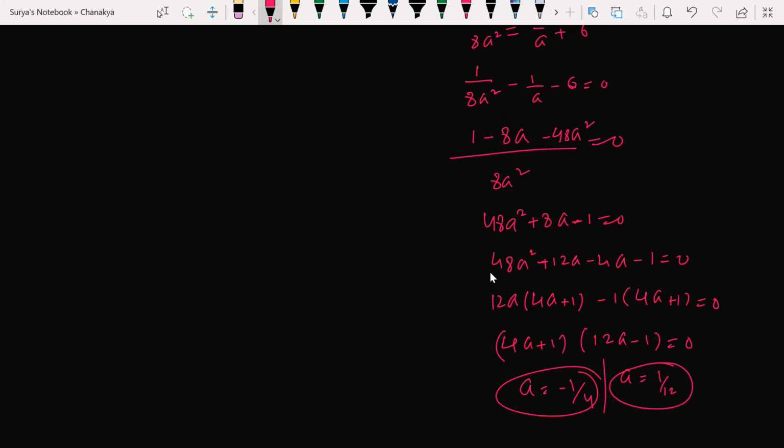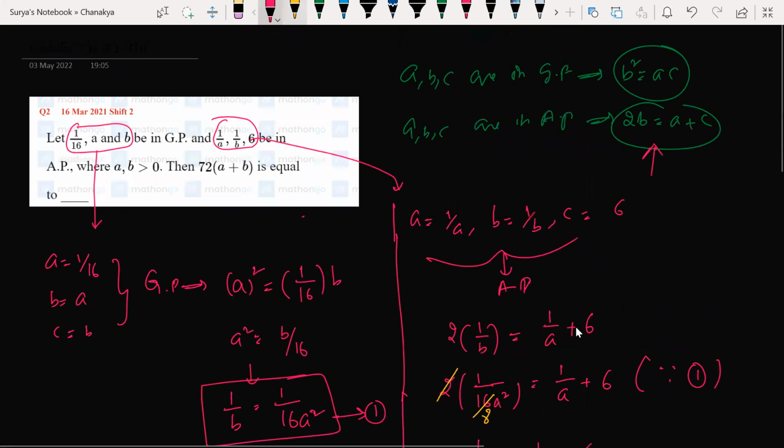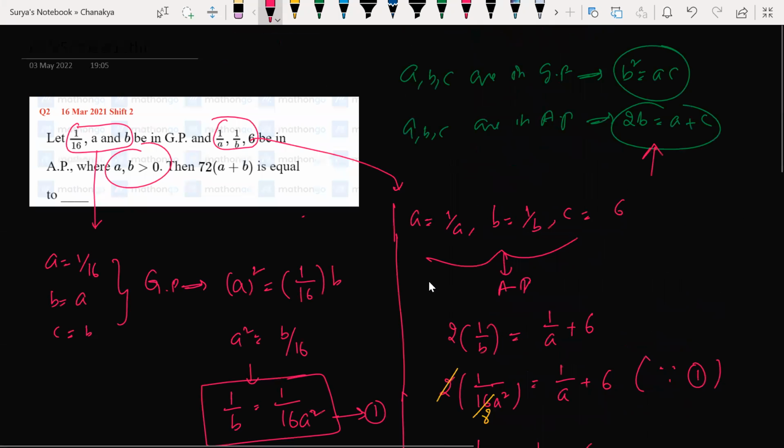A value minus 1 by 4 and here the condition given to you is A and B must be greater than 0. So A value can't be minus 1 by 4 now. So it is negligible now. So this is what my A value is going to be. Correct? So we need to find out B value as well.